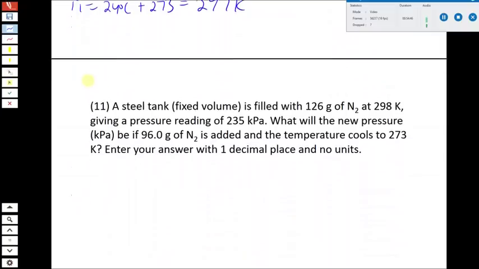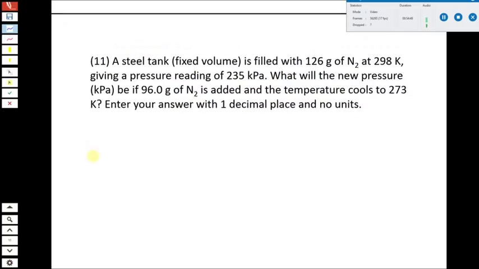All right, we're halfway there. Makes me think of Bon Jovi.